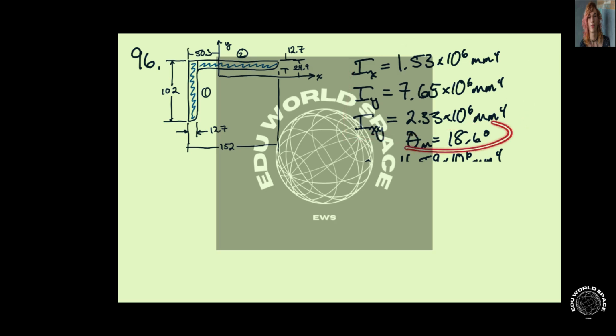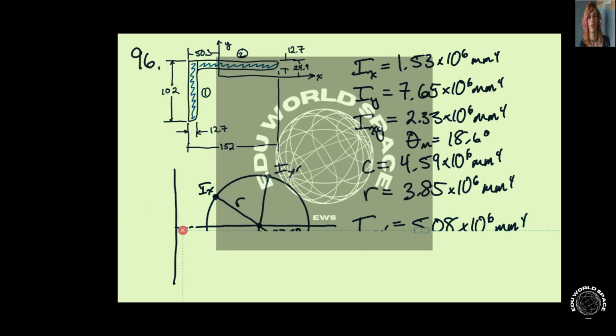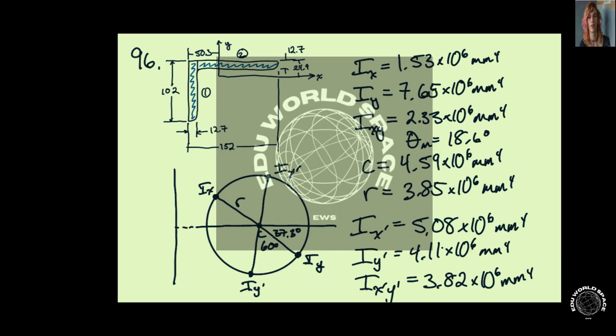And we know to get the principal axes, we need to rotate by 18.6 degrees. So something like this, I guess. And then we can just turn this into a geometry problem with Mohr circle. So the center of Mohr circle is at the average of these two values.